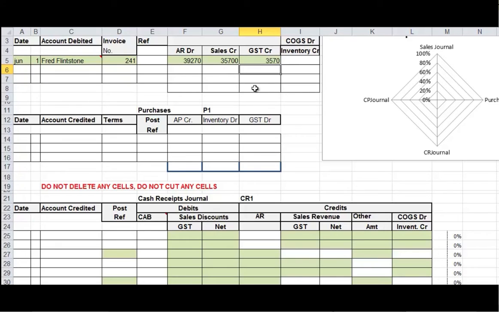So that is credit sales of $35,700 and credit GST $3,570. One thing you will notice is that as we got the amounts correct, all the names correct, the cells went green. So that's just your check to say that you're getting the right items in.